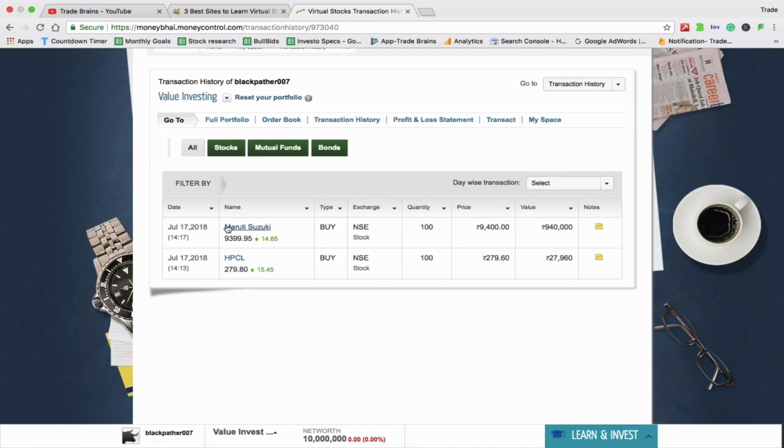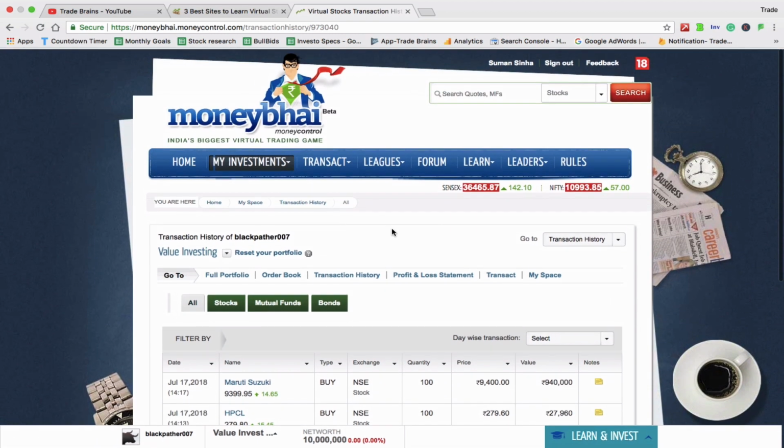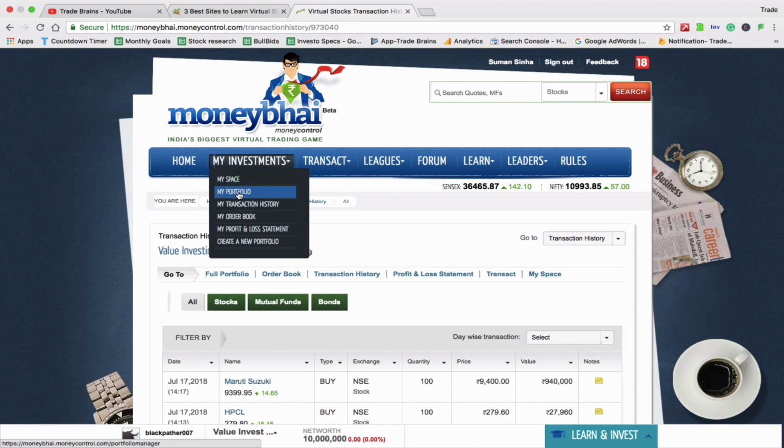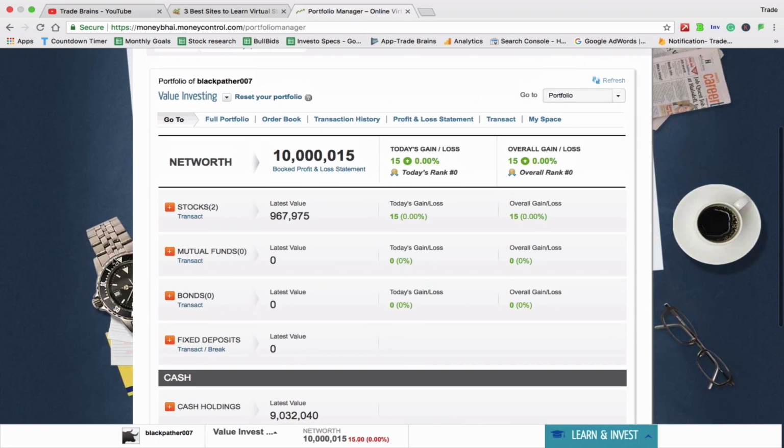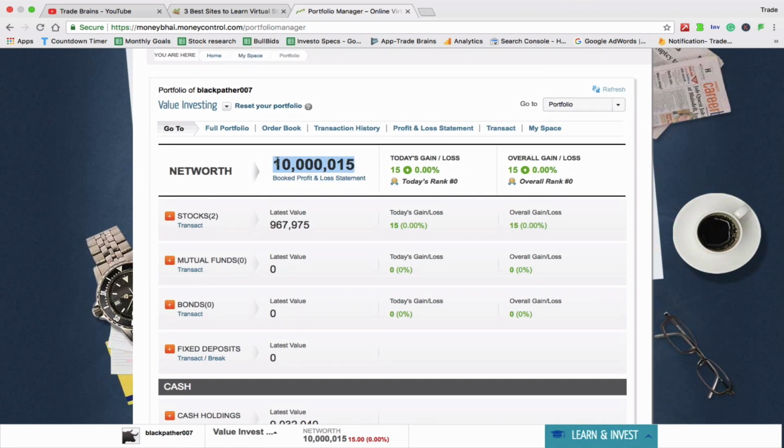So now you can see that the transaction is complete and you have bought both stocks, HPCL and Maruti Suzuki. You have bought 100 stocks of both these companies. And just go to your portfolio. Portfolio is a place which shows all your stocks, mutual funds, whatever you have bought. So let's go to my portfolio, and here you can see that your total value from 1 crore increased to rupees 15. So you made a profit of rupees 15 today.